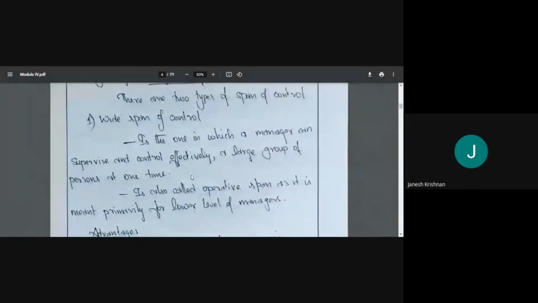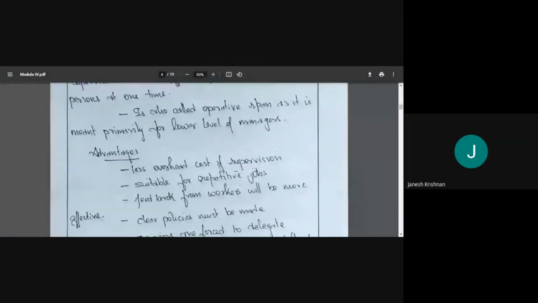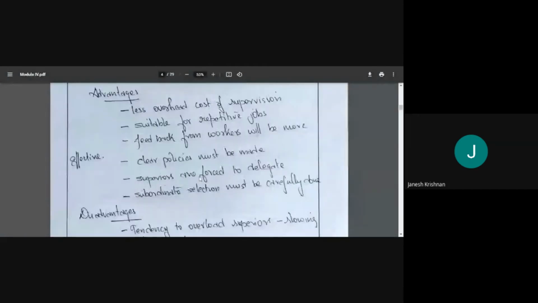So wide span is called operating span because lower level managers are concerned with it. What are the advantages? Less overhead cost of supervision. In wide span, one manager is overseeing the job; in narrow, two persons are doing the same job. Right? So we need to double the amount: the rent, the insurance, the taxes, everything will be doubled. We may need to provide him with a space to sit, a computer to work, internet connection, telephone. We'll have many charges. So that cost will be less.